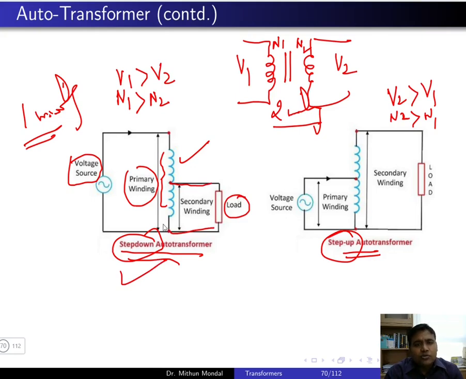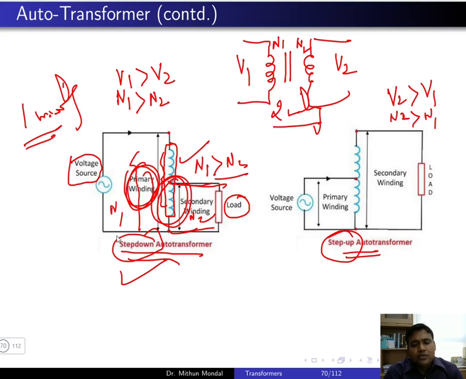Because here, if you see, the entire winding is forming the primary side, whereas only a part of the winding is in the secondary circuit. So obviously your N1 is greater than N2. So this is your N2, whereas this is your N1. So this is known as the step down auto transformer.